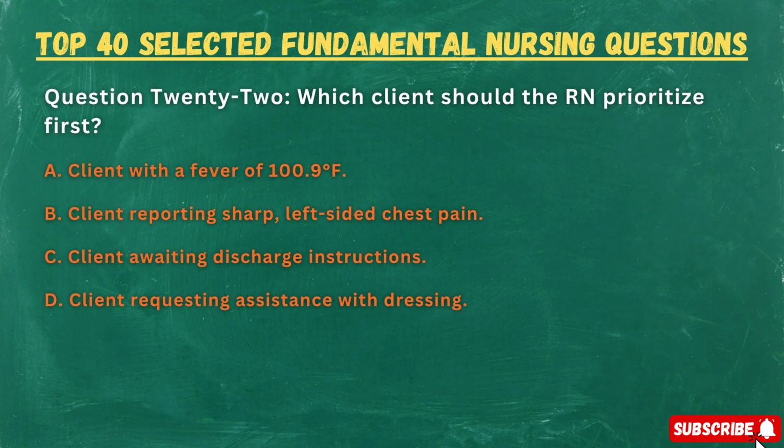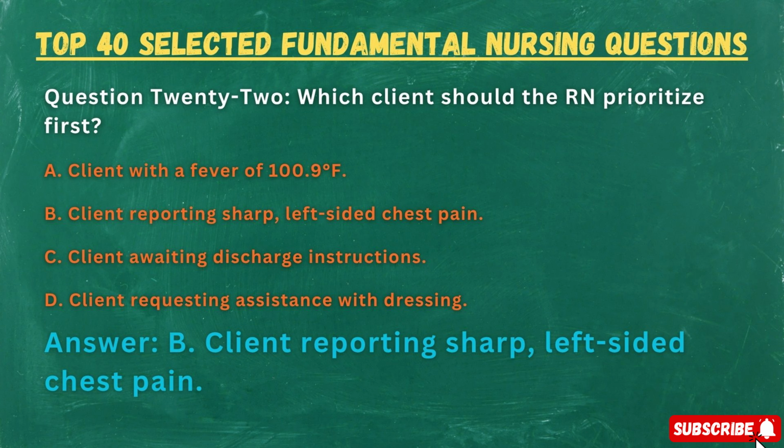Question 22. Which client should the RN prioritize first? A. Client with a fever of 100.9 degrees Fahrenheit. B. Client reporting sharp, left-sided chest pain. C. Client awaiting discharge instructions. D. Client requesting assistance with dressing. Answer. B. Client reporting sharp, left-sided chest pain.